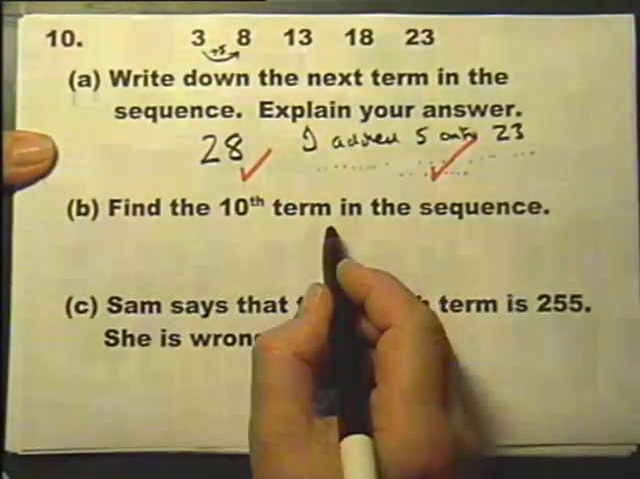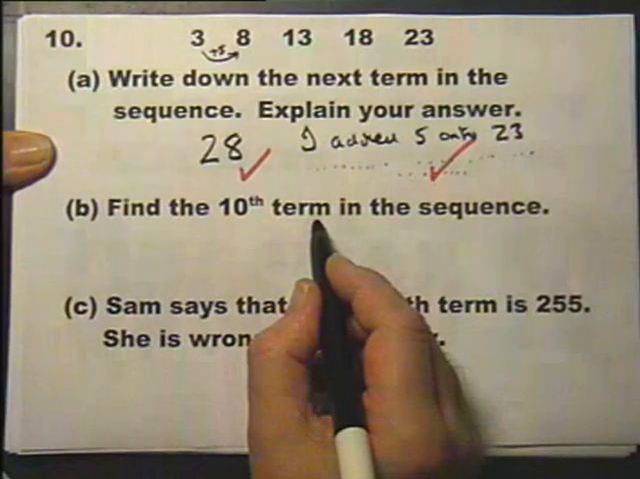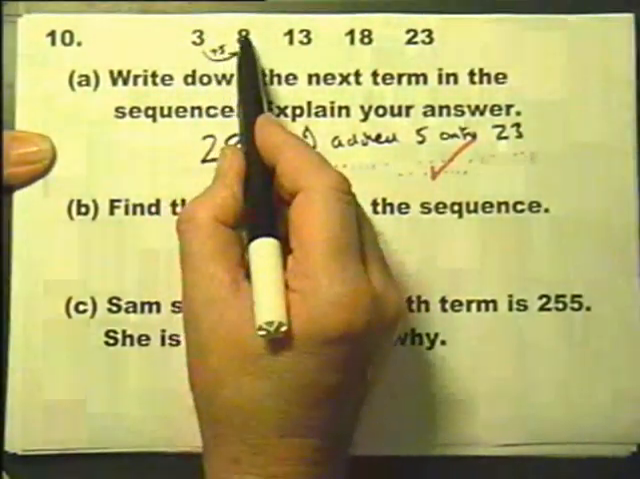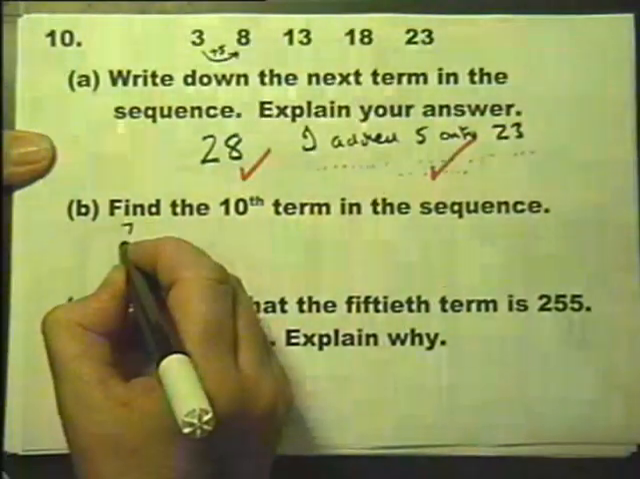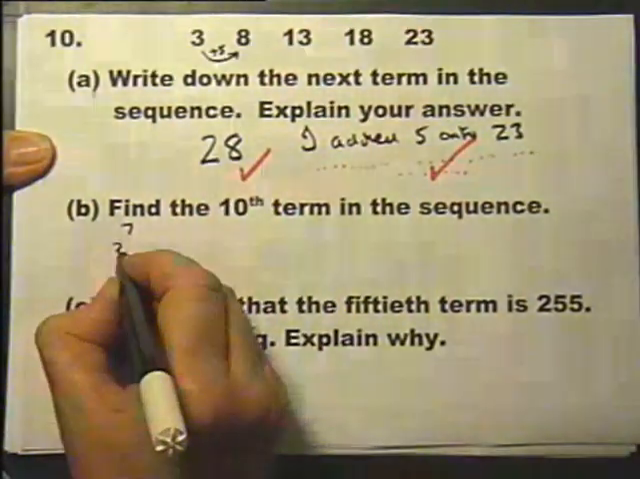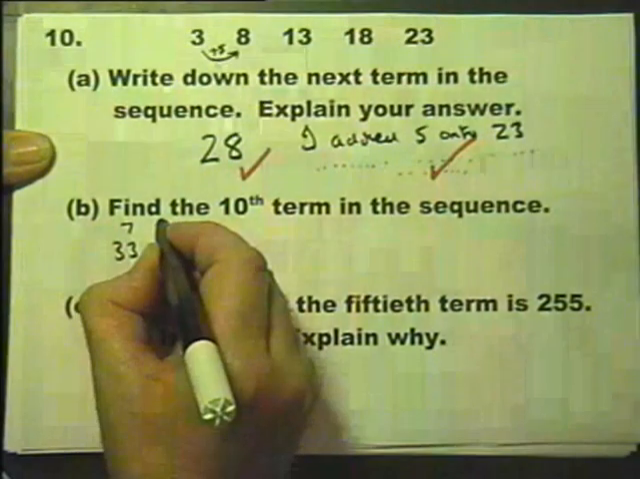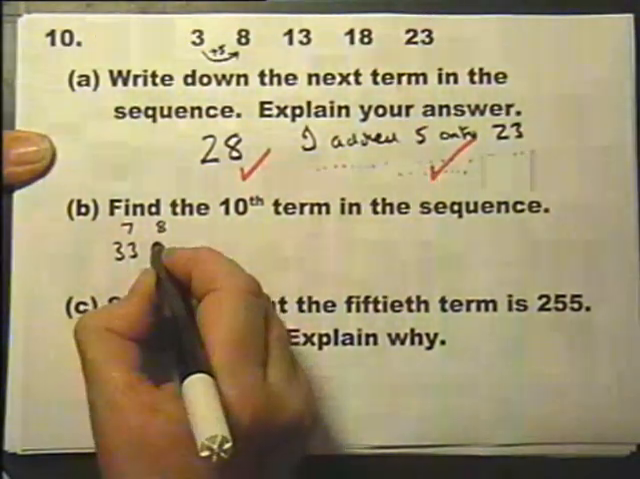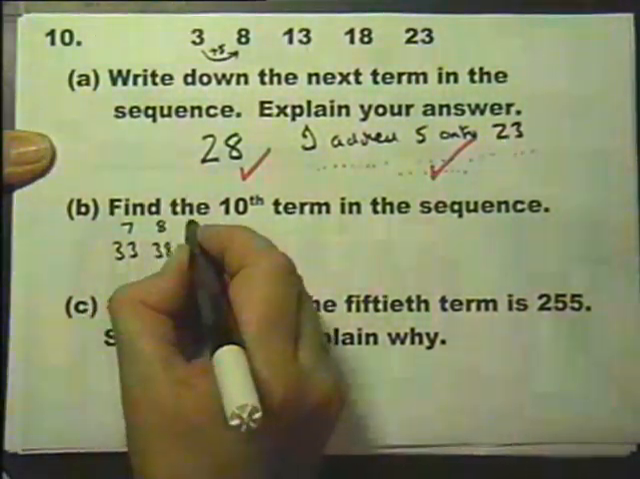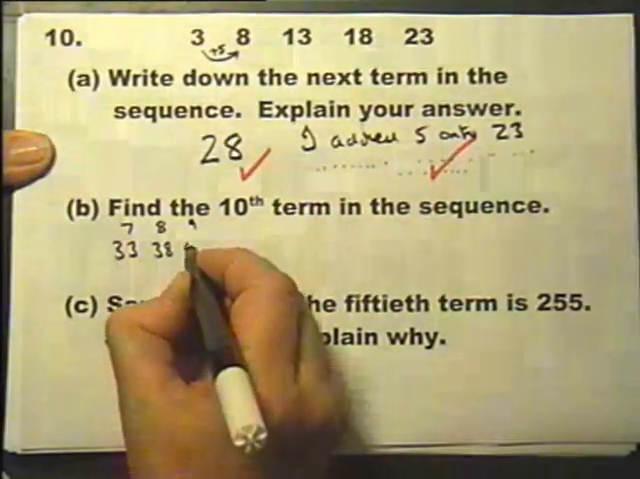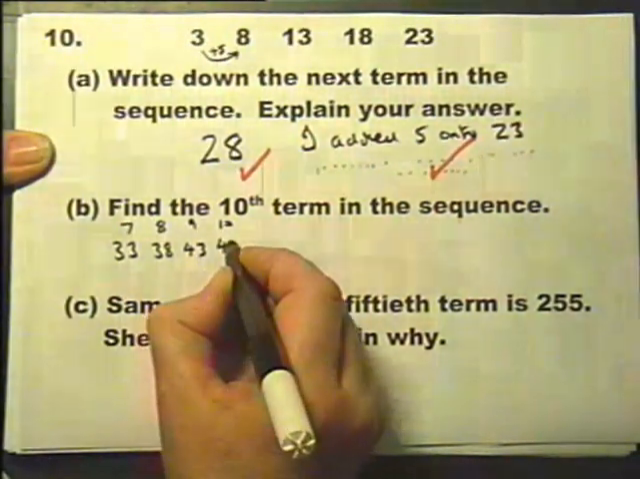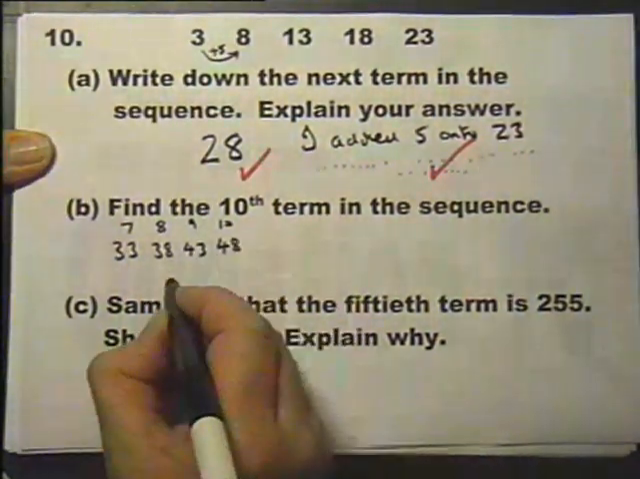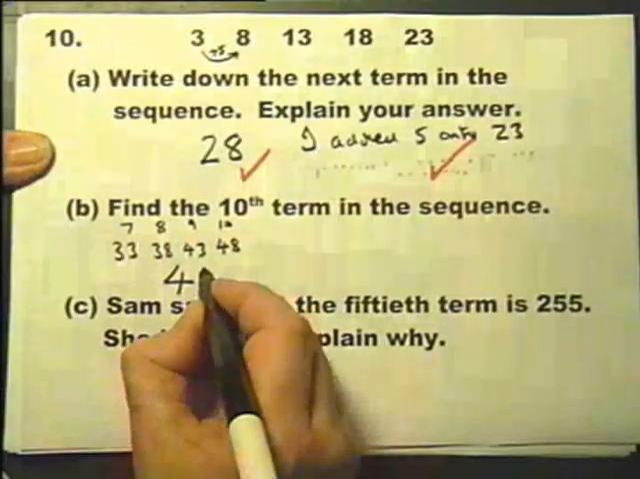Now let's find the 10th term, or the 10th number in this sequence. That's the 1st, 2nd, 3rd, 4th, 5th, 6th. So the 7th number will be 5 onto that. The 8th number will be 5 onto that. The 9th number will be 5 onto that. And the 10th number will be 5 onto that. So there's my 10th number.